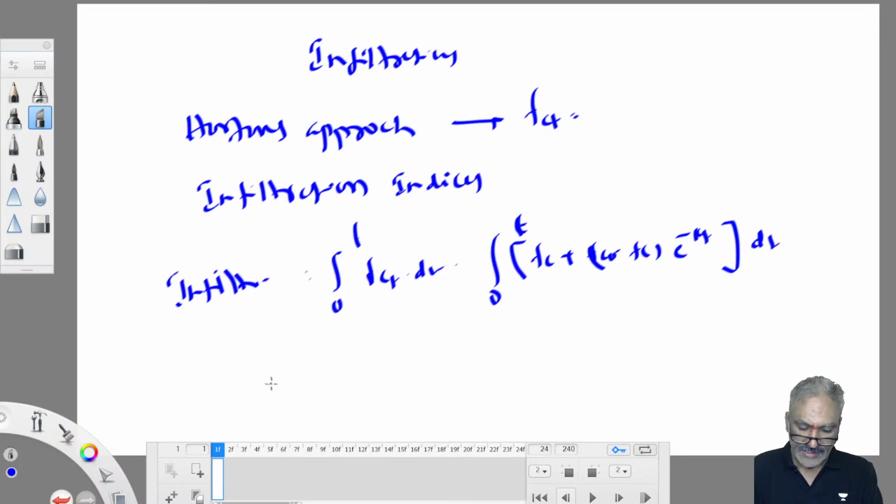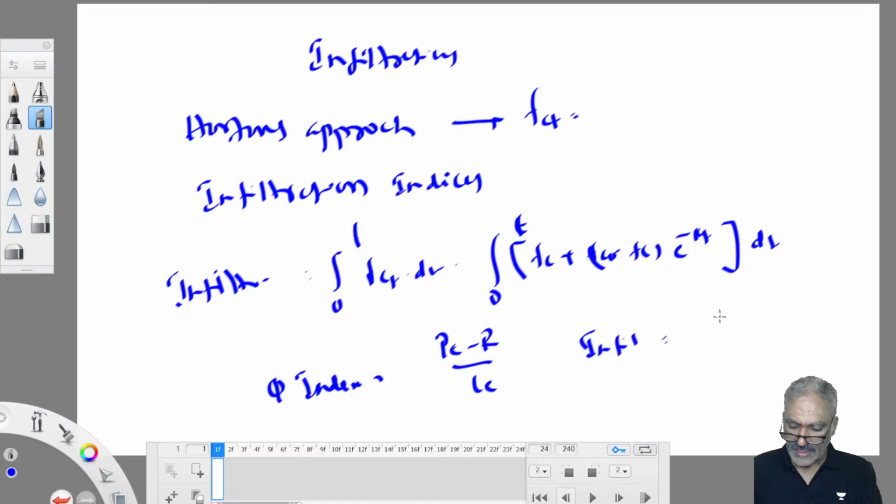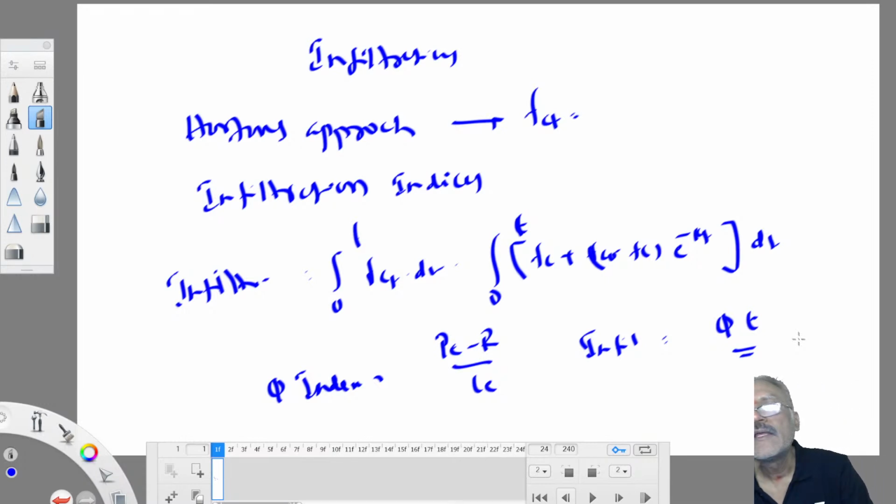Similarly, with infiltration indices, by using the phi index you can find the infiltration. The phi index is equal to (P minus R) by T. Infiltration is equal to phi index into T. This will give infiltration. The phi index represents the average rate of infiltration, that is, infiltration in a given time. Infiltration in a given time into time, time gets cancelled, and we are left with infiltration. So this is how we can work it out. Anyway, that's what we discussed.